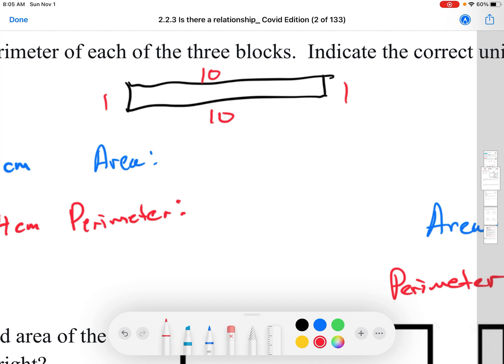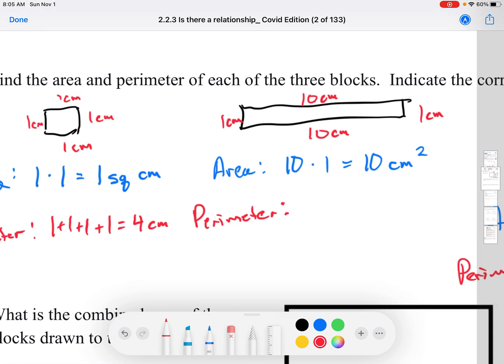The area in this case is the length times that width. So the length is 10, the width is 1, and we get an area of 10 what? Square centimeters. And I'm just putting that on there to show you the two different ways that we could write the area, right? I have 1 square centimeter and 1 square centimeter. Notice the square is to the right of the centimeter, okay?